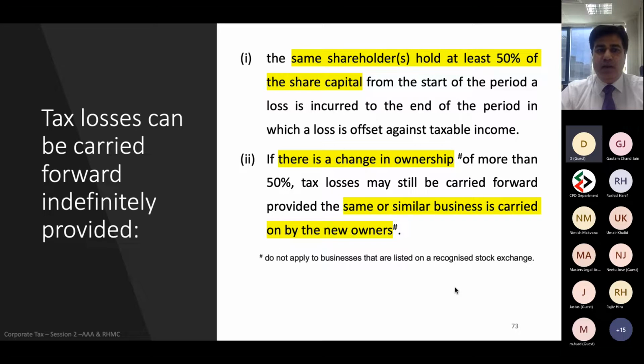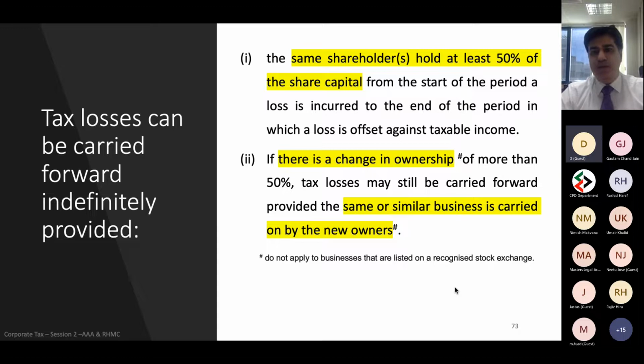Tax loss can be carried forward indefinitely, provided there are two conditions they have set. The same shareholders hold at least 50% of the share capital from the start of the period in which the loss is incurred to the end of the period in which the loss is offset against taxable income. So as I said, KYC is becoming important, so UBO is becoming important. When you are identifying the same shareholder, you need to look at the UBO, not the primary parent entities. So ultimately, who owns, how much they own, and how much the shareholding is at the time when the losses started happening, and at the time when the loss offset is happening.